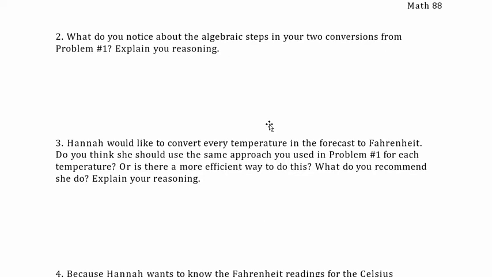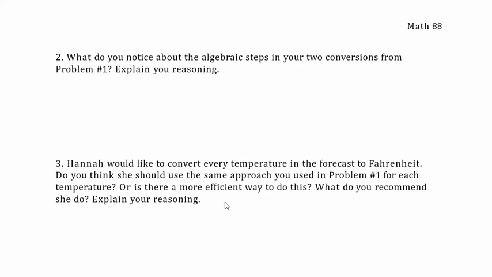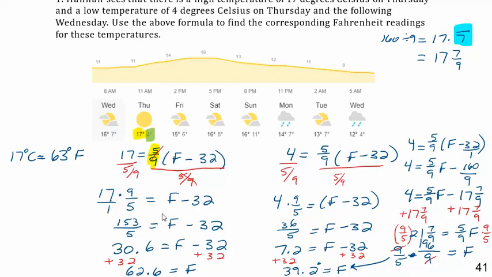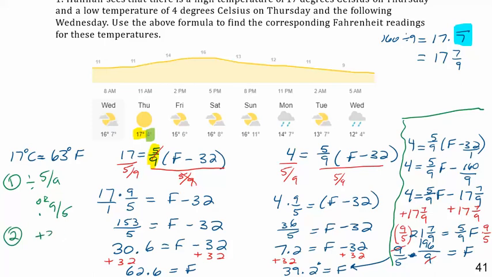What do you notice about the algebraic steps in your 2 conversions from problem number 1? Explain your reasoning. Well, let's go back and look at our algebraic steps from problem number 1. These 2 conversions right here. What were our algebraic steps? Well, let's say we're not doing it this way. Okay, this was our alternative method. Let's look at these 2 methods. First thing we did was we divided by 5/9, or we could think of that as multiplying by 9/5. That was the first thing we did in both of these situations. Second thing we did was we added 32. Okay, that's what we did.